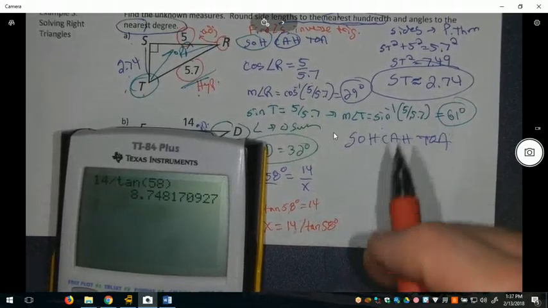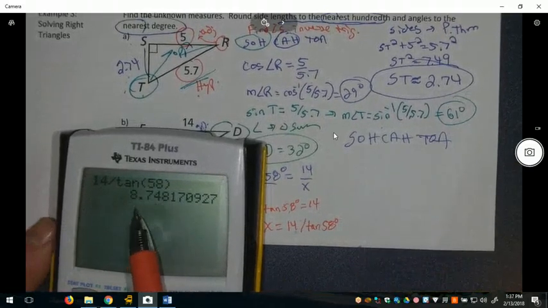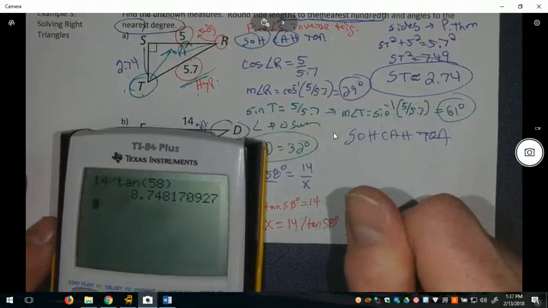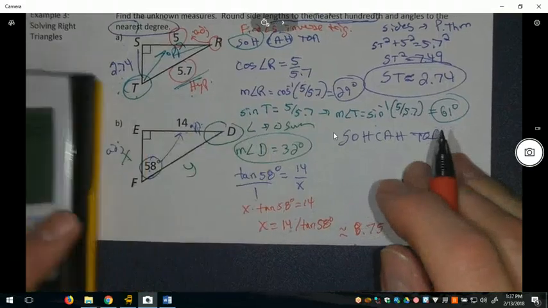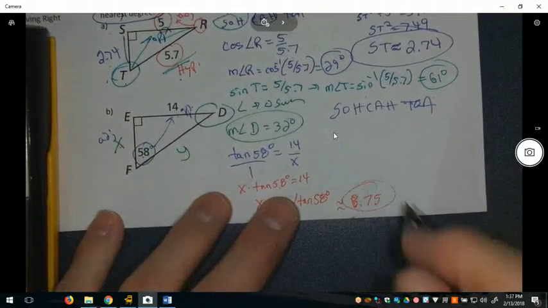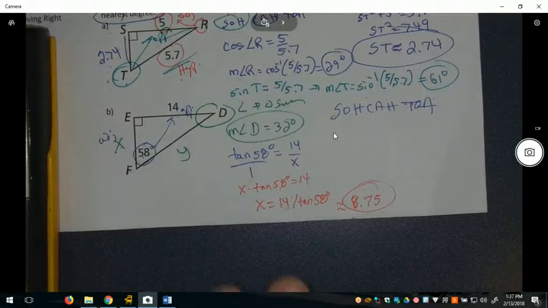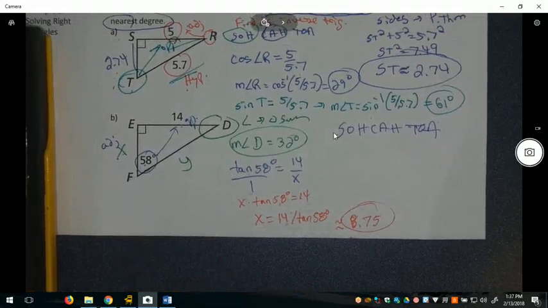So this gives me roughly, and they said to the nearest hundredth, 8.748. This rounds to 8.75. And they didn't give us any units, so I don't have to worry about putting meters or inches or miles or anything like that.